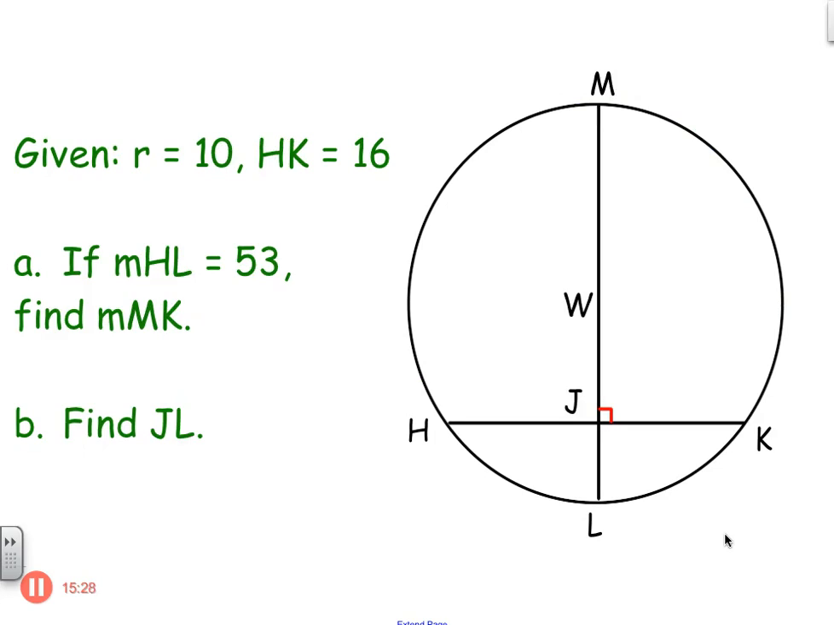So, I've got ML is my diameter, it looks like, and that's cutting in half HK. So I'm going to go ahead and make that mark. And then look at my information. So I know our radius is 10. I'll need that in the future. And then I know the whole thing, HK is 16. So I know each piece is going to be 8. So now if I know that this arc HL is 53 degrees, what is MK?